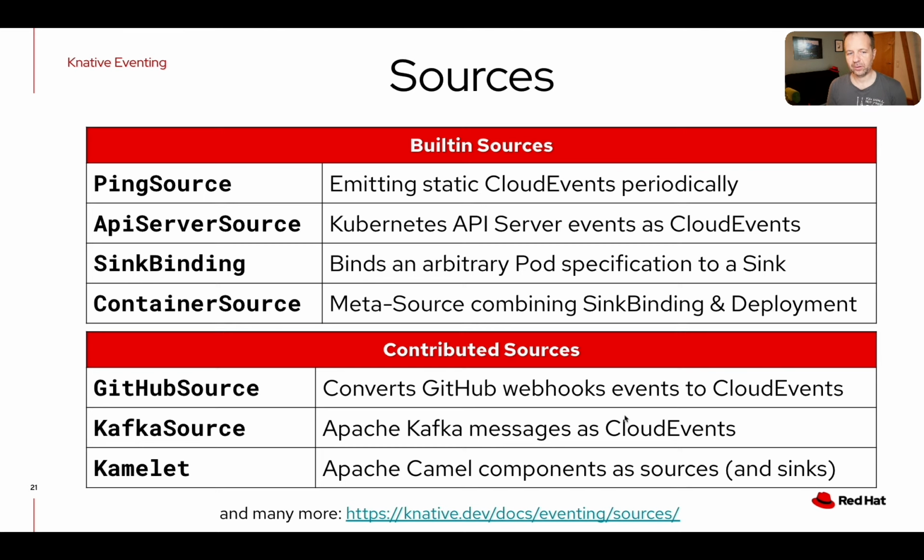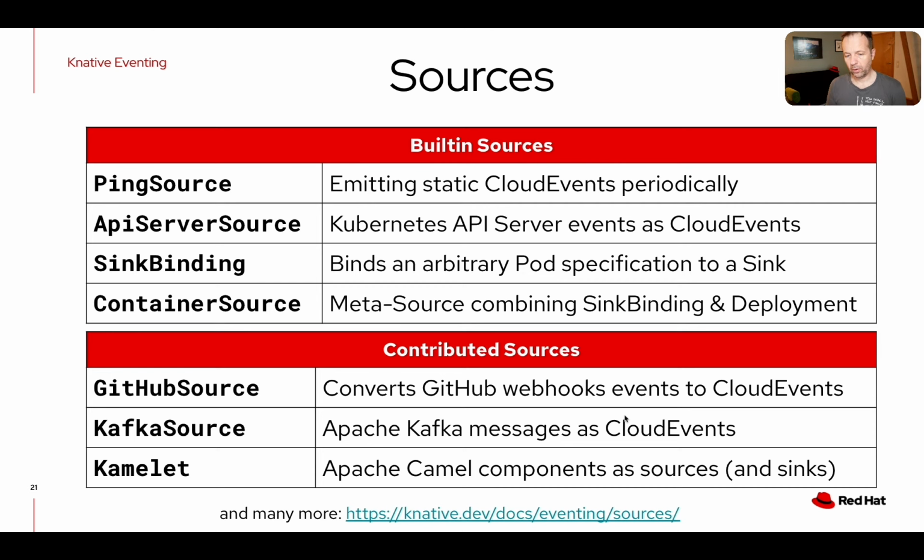So the container source contains the sync binding plus, for example, the name of the image, and also controls the full life cycle of this deployment, whereas the sync binding really works with the existing deployment. Then there are also sources contributed by the community, which is a GitHub source that listens on GitHub webhooks, and a Kafka source that reacts on messages in a topic of a Kafka cluster. And then one very interesting one, which is about Camelets.